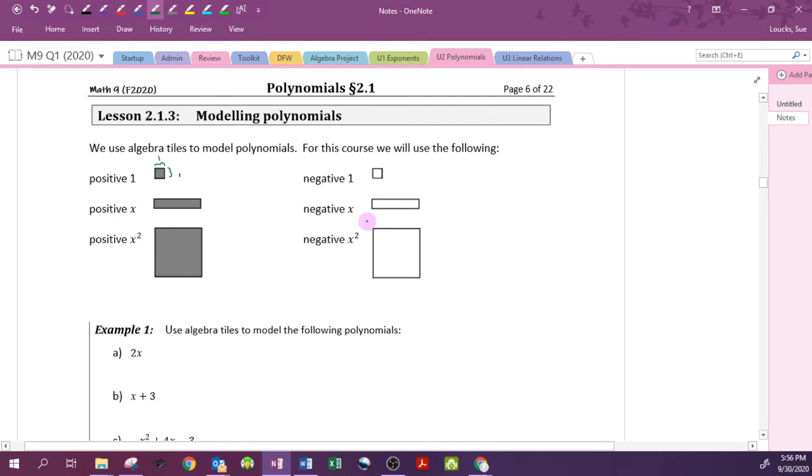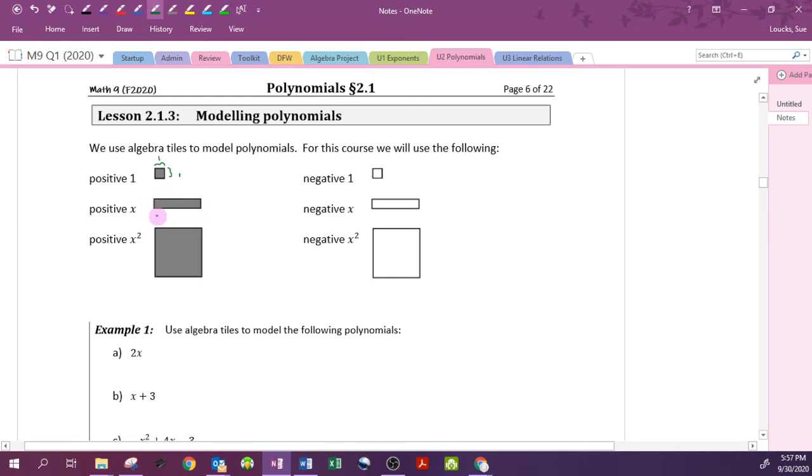Now, some textbooks have these things flipped, where the colored one is the negative and the white ones are positive, but that's not how we're going to do it. We're going to do it this way. The colored one, whatever color it is, is positive, and the white one is negative. Okay? These rectangular bars are our variables.